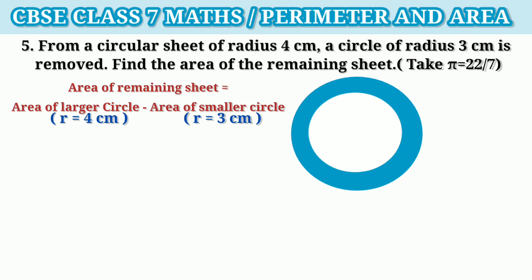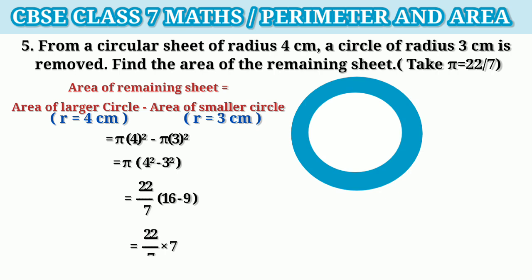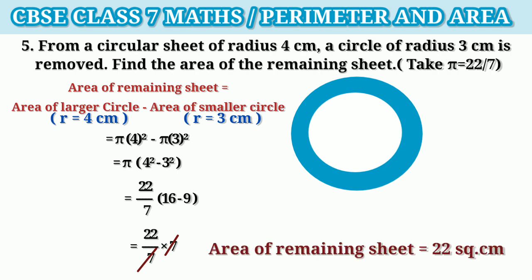Now the calculation here is slightly different from the earlier one because here we are first substituting the radius only. So we have area of larger circle pi 4 square minus area of smaller circle pi 3 square. Pi we will take out common from both. What remains in the bracket is 4 square minus 3 square. We'll write the value of pi now. 22 by 7 multiplied by 16 minus 9, or 22 by 7 into 7. 7 will get cancelled and we have the area of the remaining sheet equals 22 square centimeter.